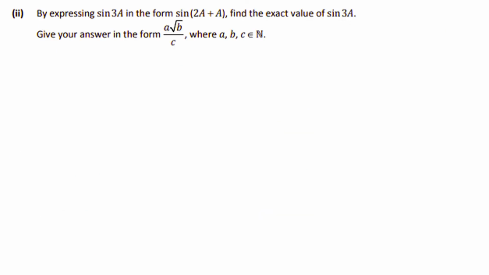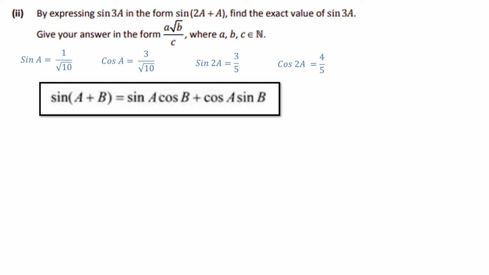So part 2 says, by expressing sine 3a in the form of sine 2a plus a, find an exact value for sine 3a and give your answer in the form a root b over c, where a, b, and c are all natural numbers. So we go to our log tables to find something that will be useful. Remembering from the previous part I know sine a, cos a, sine 2a, and cos 2a. And this is what I come up with.